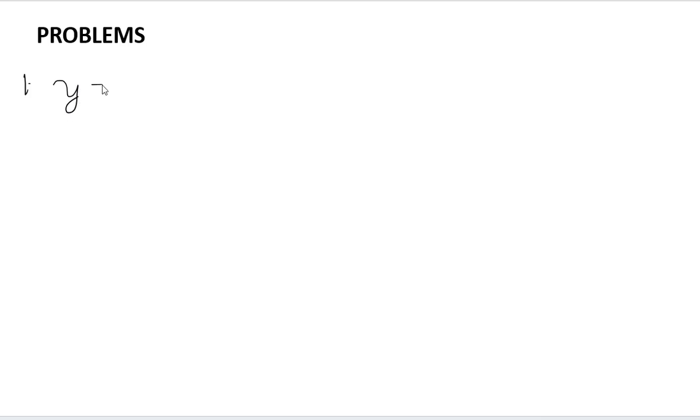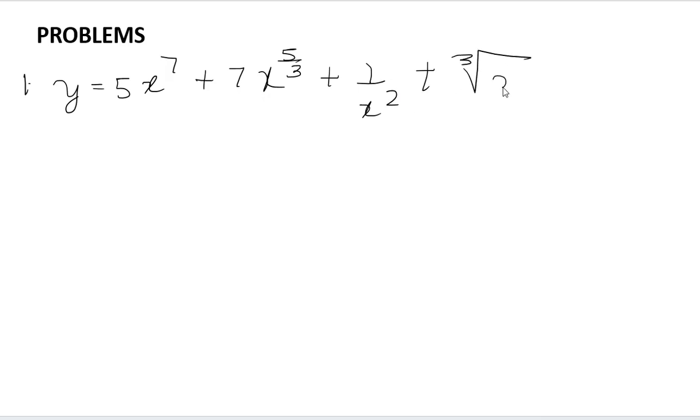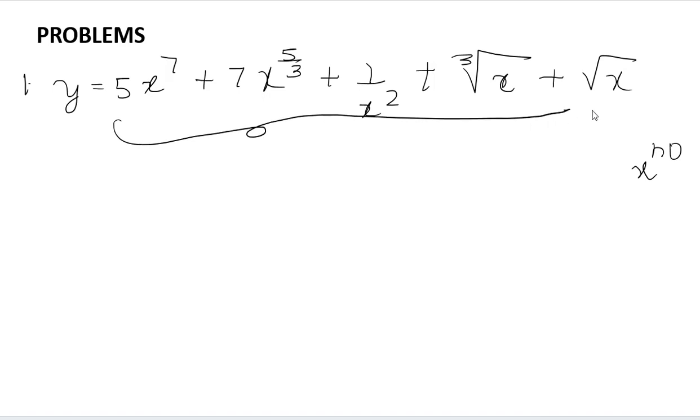y is 5 x raised to 7 plus 7 x raised to 5 by 3 plus 1 upon x square plus cube root of x plus square root of x. In this case, our first aim is to bring everything to the forms which we know. The forms which we know are something like x raised to a number. We have to bring all these terms into one of the standard forms.